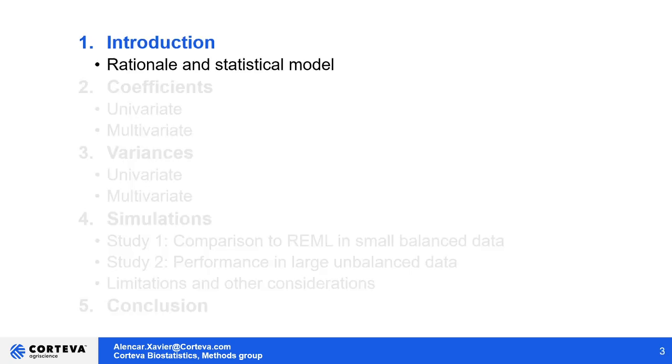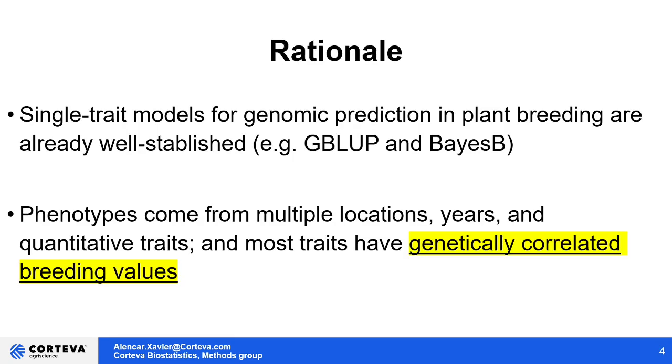Okay, let's get started with the introduction. So why should we even care about running multivariate models? We know that single trait models are already well known and well established for genomic prediction, and the most deployed methods are such as GBLUP and BayesB.